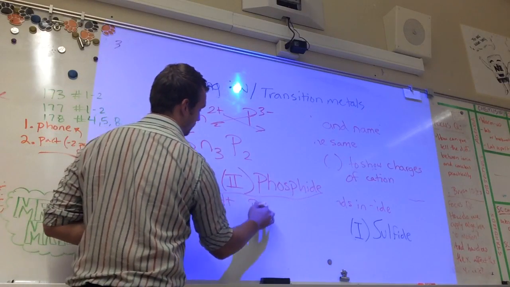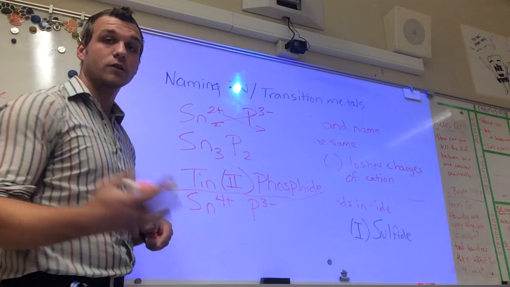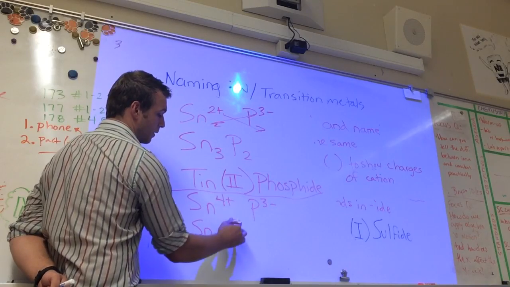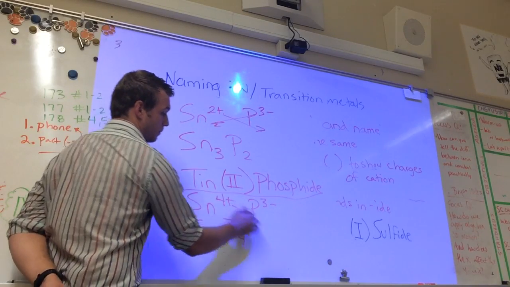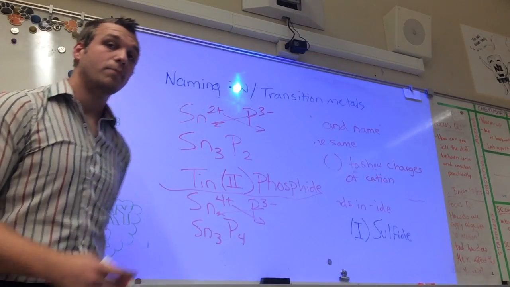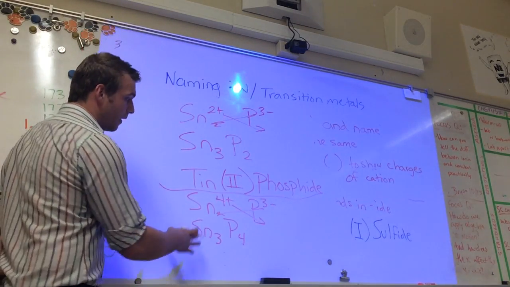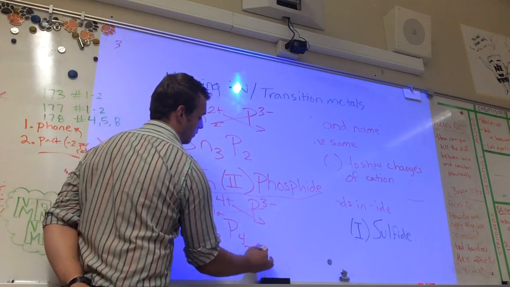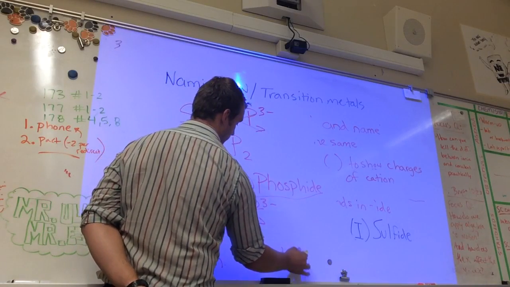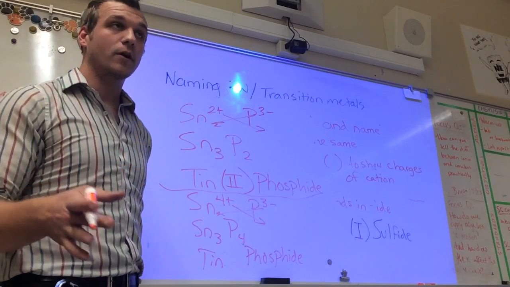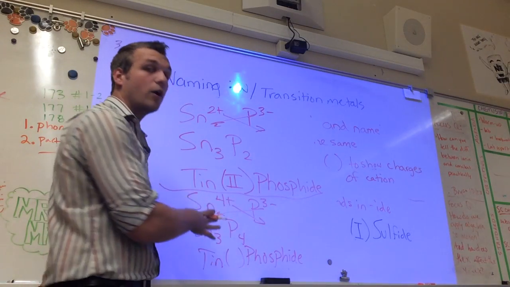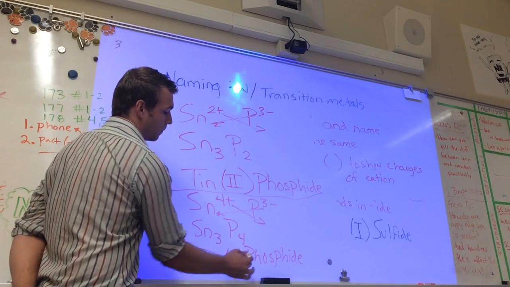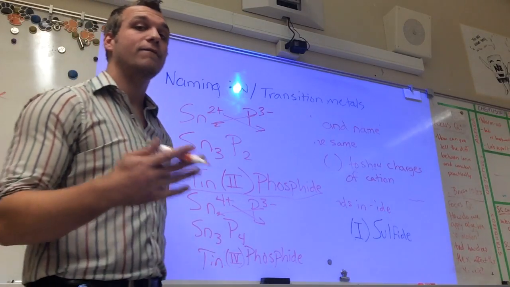Sn4 plus. You crisscross again, you are going to end up with Sn, the 3 comes down, P4. Sn3P4. To name it, same way. It's going to be tin phosphide because this is tin, this is phosphide. But in the parentheses is going to go the charge of the cation. The charge of tin is 4 plus, so I put a 4 there. Okay, so it's tin(4) phosphide.